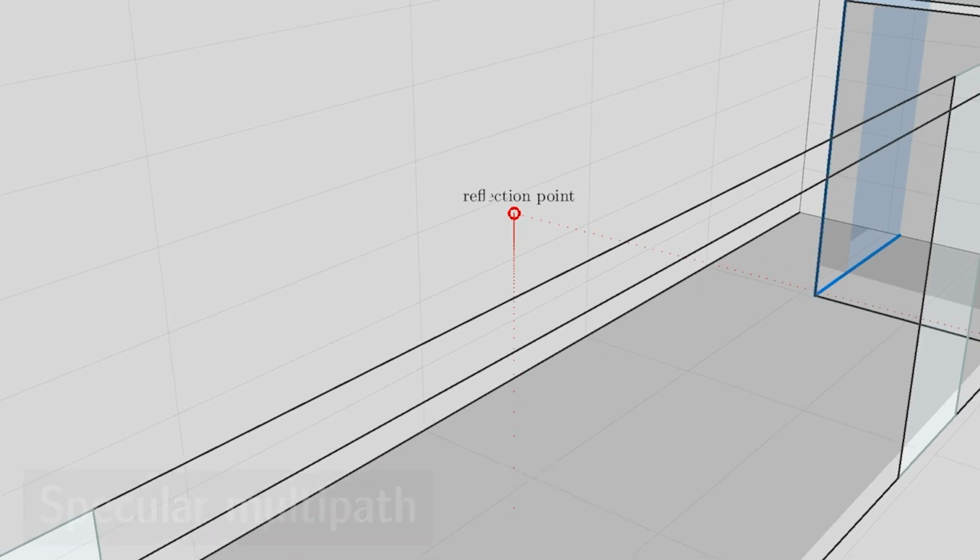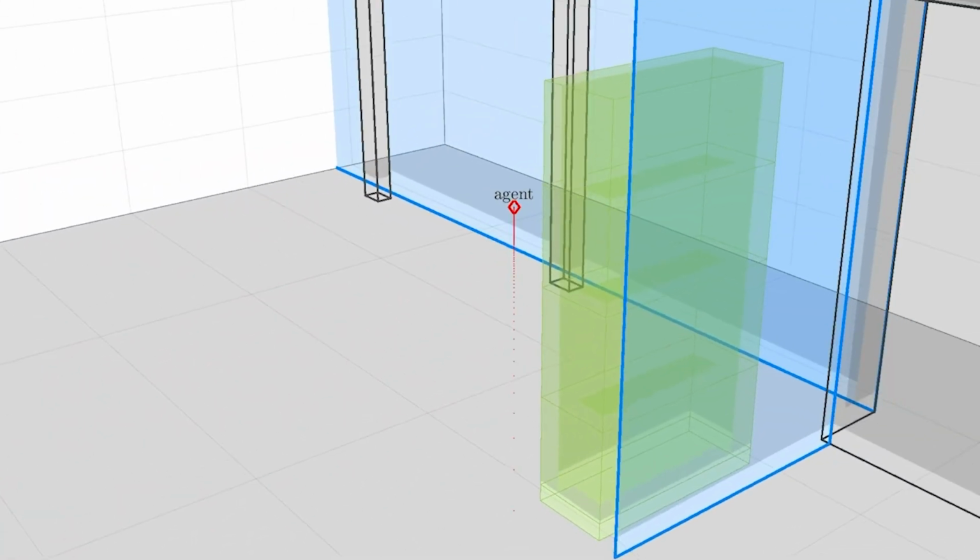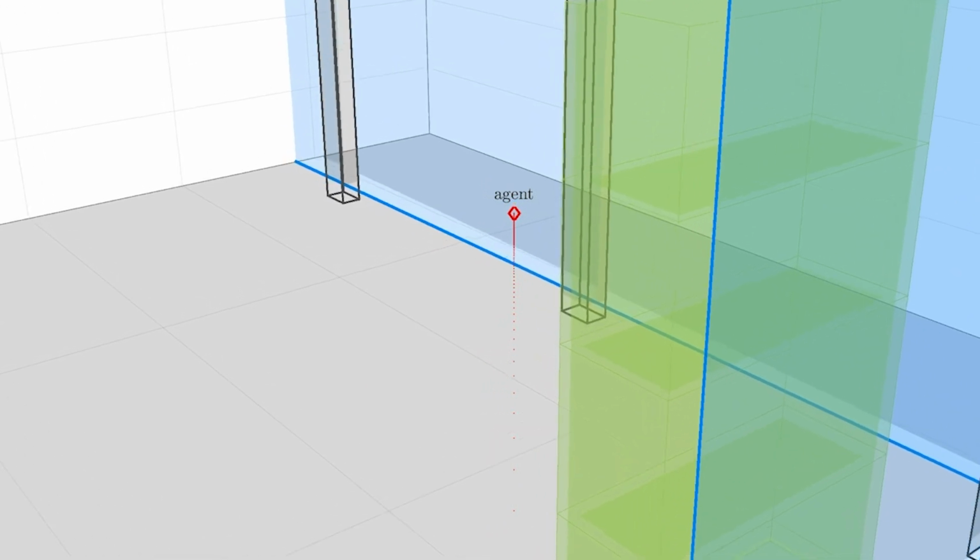Robust positioning of the agent, even in obstructed line-of-sight conditions, can be achieved through non-line-of-sight components, which are rays that are reflected off walls.